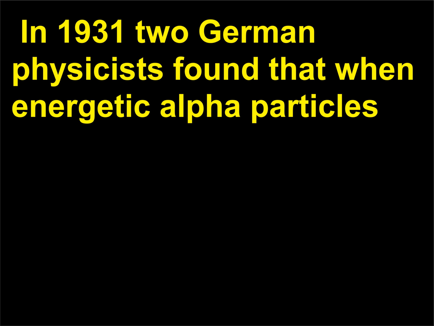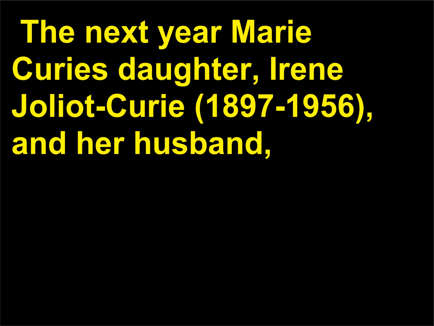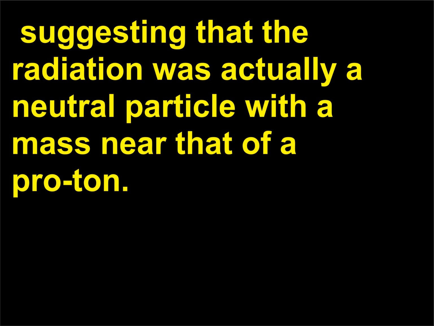In 1931 two German physicists found that when energetic alpha particles struck light elements, a very penetrating, neutral radiation was produced. The next year Marie Curie's daughter, Irene Joliot-Curie, 1897 to 1956, and her husband, Frederick, found that if this radiation struck paraffin, protons were ejected, suggesting that the radiation was actually a neutral particle with a mass near that of a proton.